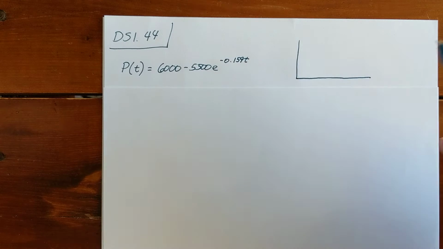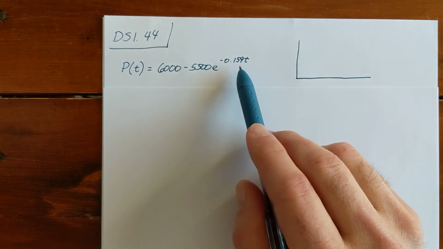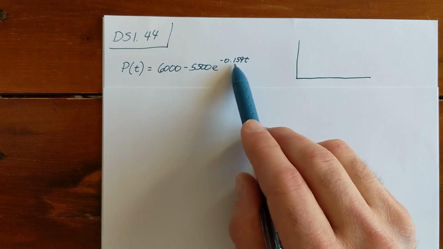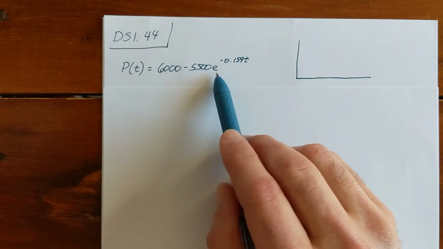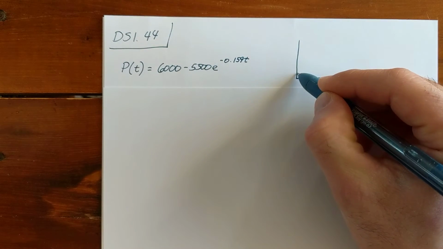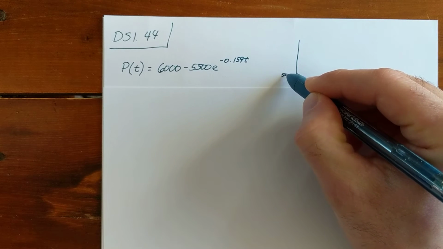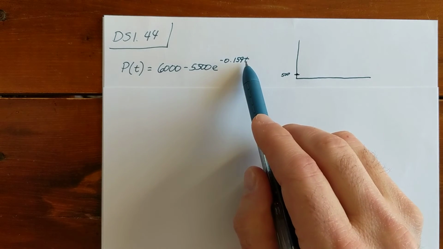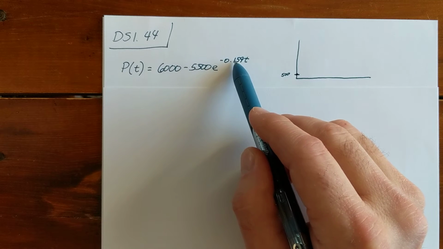But if I recall, and I did this problem last night, when our time value here is low, for example, when time is equal to 0, this whole exponent becomes 0. E to the 0 power is equal to 1. This term becomes 5,500, and that 6,000 minus the 5,500 tells us that we're starting here with an initial population of 500.